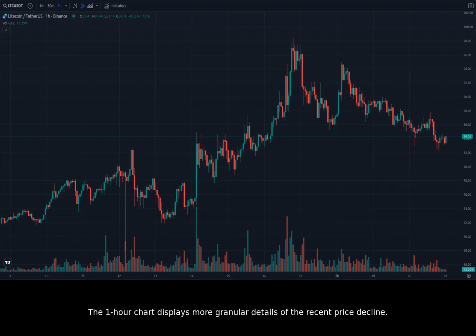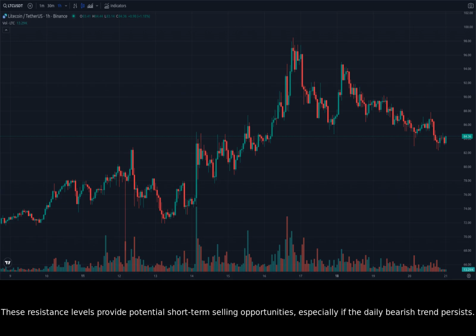The 1-hour chart displays more granular details of the recent price decline. We can observe several instances where the price briefly rebounded, forming temporary resistance. These resistance levels provide potential short-term selling opportunities, especially if the daily bearish trend persists. The 1-hour chart is crucial for traders who are more interested in short-term scalping or day trading opportunities. It is important to mention, however, that the hourly chart's trend is less certain than the daily chart.